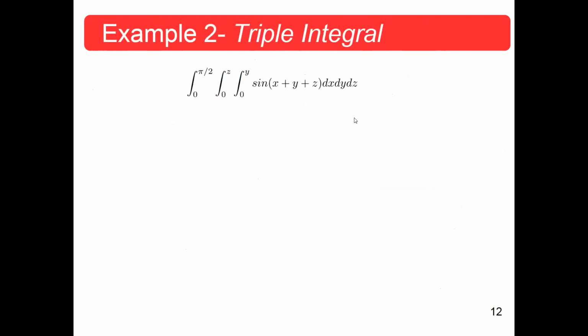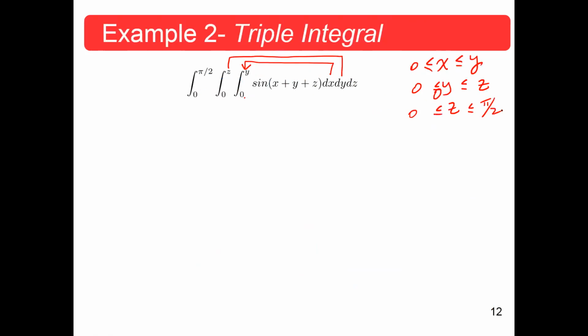So let's go ahead and work on example 2, triple integral. You have an integral that's already given. Let's take a look at this integral here. First of all, it tells us x is between 0 and y, and y is between 0 and z, and z is between 0 and pi over 2.